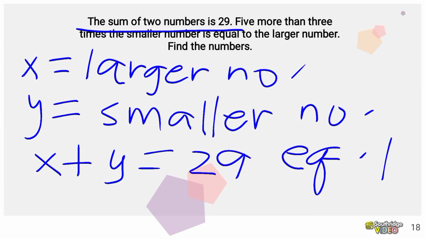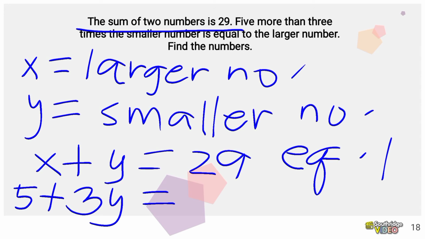For equation number 2, we need to go back to the second statement. It states there that 5 more than 3 times the smaller number. So we have 5 more than, which is plus, 3 times the smaller number. The smaller number here is y, equals the larger number, which is x. So this will be your equation number 2.